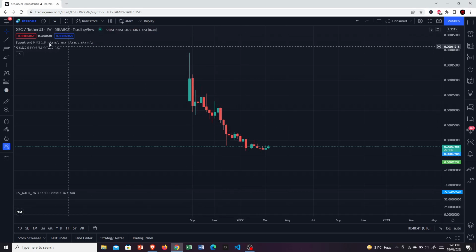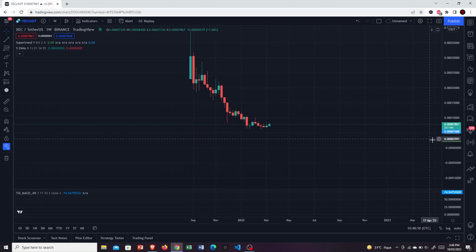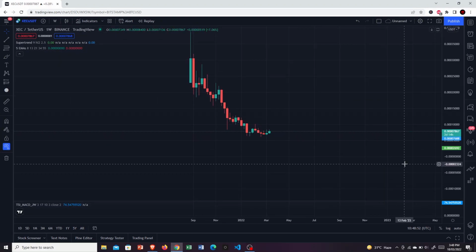We are going to talk about the price prediction of XEC USDT. So let's open the Google Chrome chart over here, and as you guys can see, it's the XEC USDT chart at weekly time frame. So we will start from macro trend and then we'll go to micro.